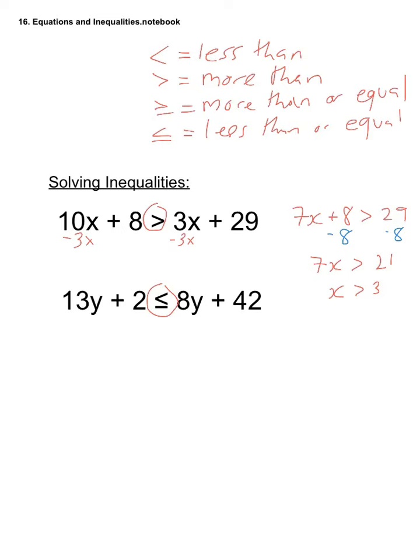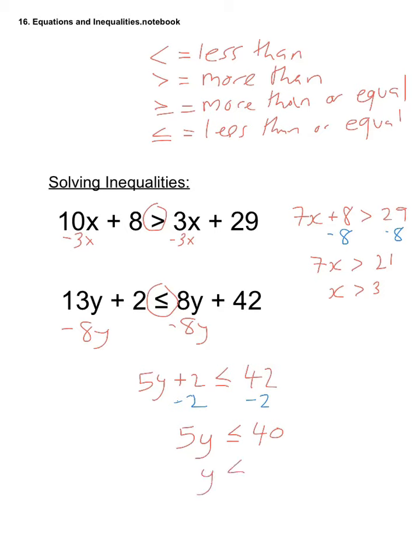Same on the second example. We've got minus 8y on both sides of the inequality here. We're left with 5y plus 2 is less than or equal to 42. We're going to take 2 units off both sides of the equation, and we're left with 5y is less than or equal to 40. If we divide through by 5, we get that y is less than or equal to 8.